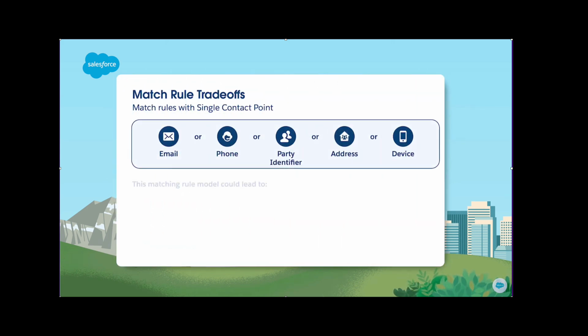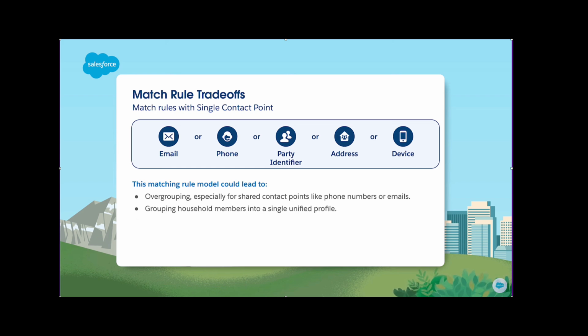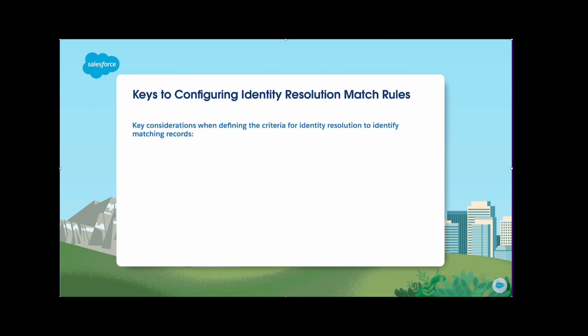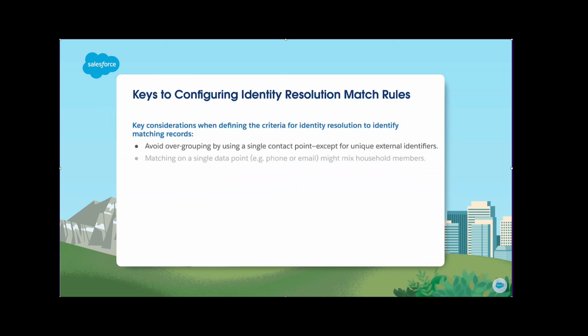This matching rule model could lead to overgrouping. You may end up merging too much, particularly with shared contact points like phone numbers or emails. This could mean grouping all household members into a single profile, which might not be right. To ensure accurate profiles, avoid overgrouping, match on multiple criteria, and use additional data points like names or emails. Keep these considerations in mind for effective identity resolution.